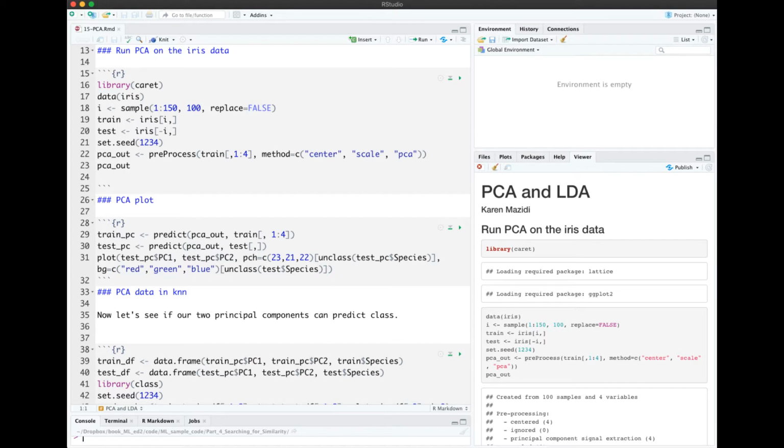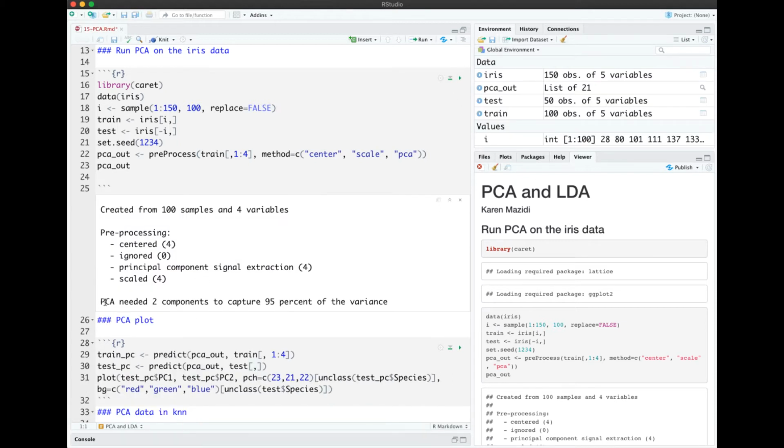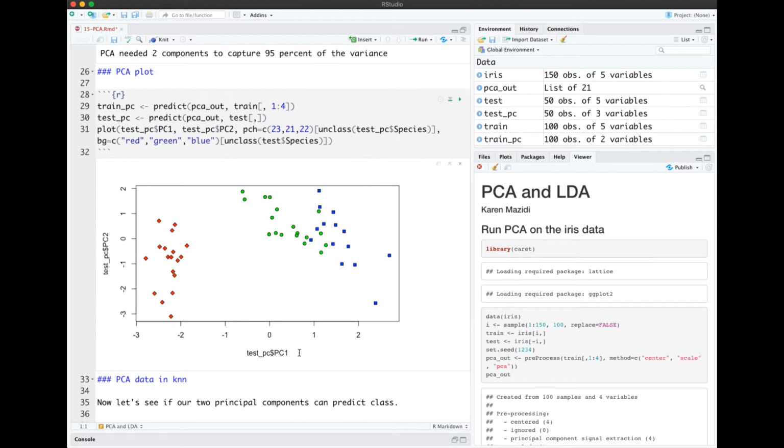We're going to run PCA on the iris data, and we see that after running this, it needed two components to capture 95% of the variance. What we see in the plot is that we're now plotting the iris data on the two principal components, PC1 on the x-axis and PC2 on the y-axis. And we see that one class will be fairly easy to separate, the other one not so much. This looks a little cloudier than the original iris data.